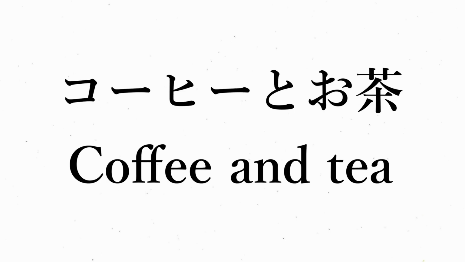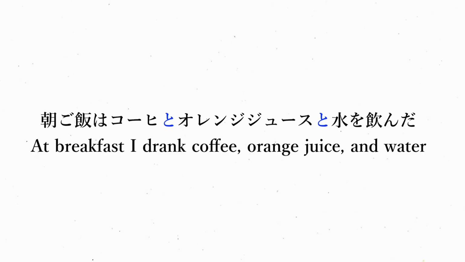To is another very versatile particle, and it's most commonly used to connect nouns when listing things. Like if I say コーヒーとお茶, it means coffee and tea. And you can keep linking and connecting them together for longer lists. For example, if I want to say, at breakfast, I drank coffee, orange juice, and water, I would say, 朝ごはんはコーヒーとオレンジジュースと水を飲んだ.